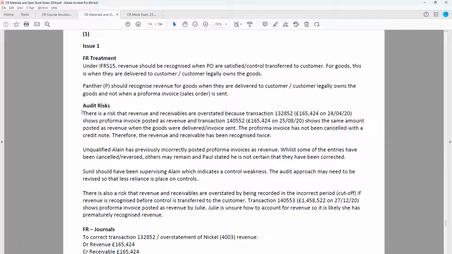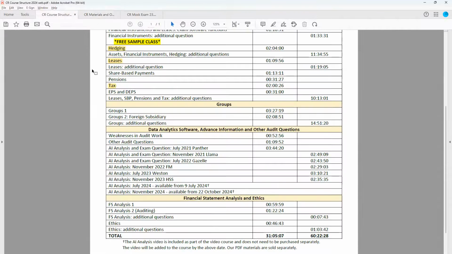And as always, I'll be writing answers out in full so you can see exactly how you should be structuring your answer. It's a very important skill. Exam technique is absolutely crucial in all the ACA exams and particularly important in the CR exam.